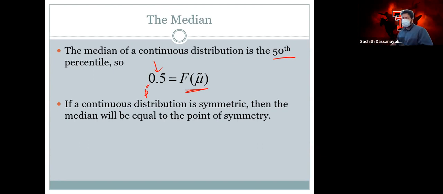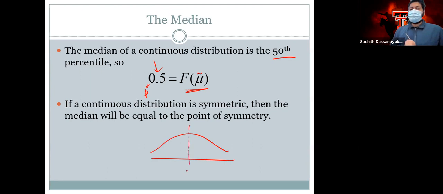Here it is mu tilde because of the median. Okay, notation doesn't matter. Same thing you have to do. Here is a note: if your distribution is symmetric, then the median will be equal to the point on that axis of symmetry. So this is symmetric about this axis, right? So your median is going to be this point, something like that.